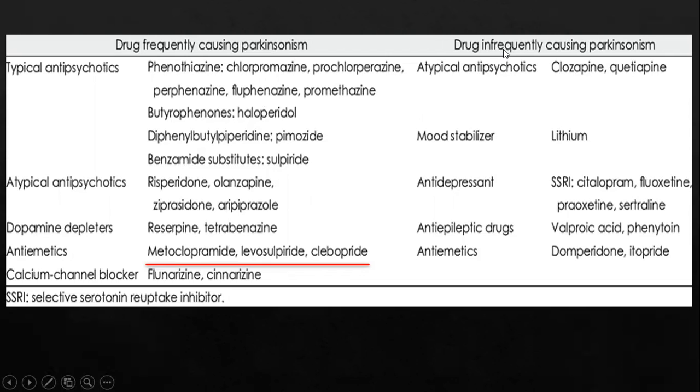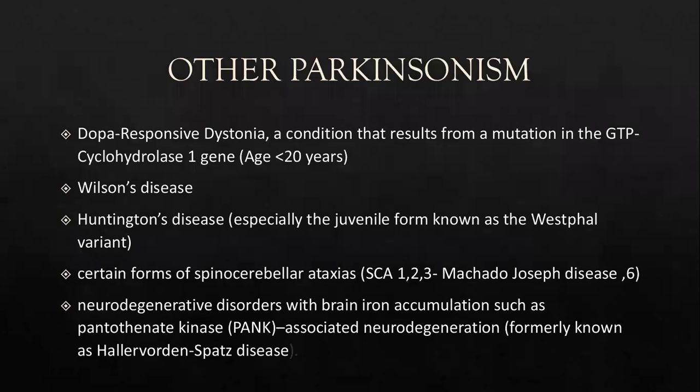These drugs cause Parkinson's, but infrequently. Atypical antipsychotics like clozapine, quetiapine, mood stabilizers like lithium, antidepressants like SSRIs can also cause it, and anti-epileptic drugs, valproic acid and phenytoin, can also cause Parkinson's-like symptoms. Again, antiemetics like domperidone can also result in secondary Parkinsonism.